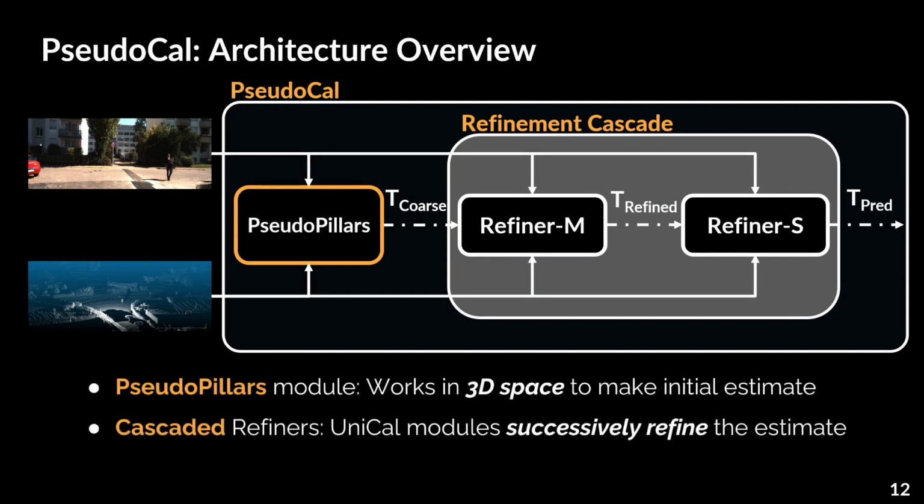Our novel pseudo-pillars module works in 3D without initialization and is able to regress coarse parameters. However, we want to refine them to get closer to the state of the art in terms of accuracy. This is why we add a refinement cascade made of 2 refiners.